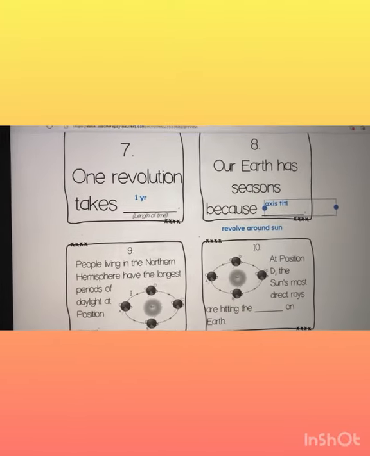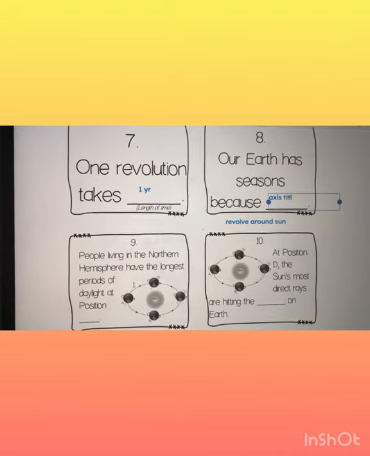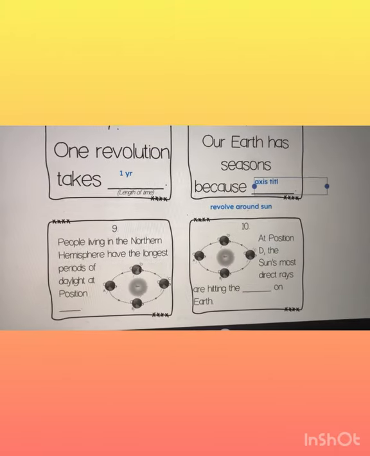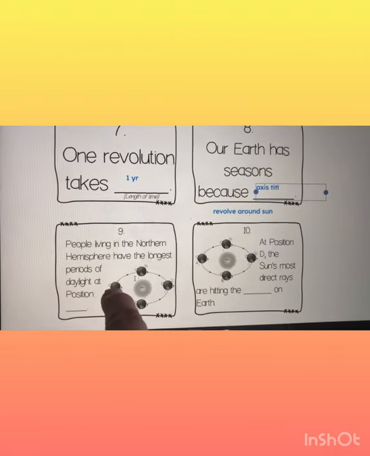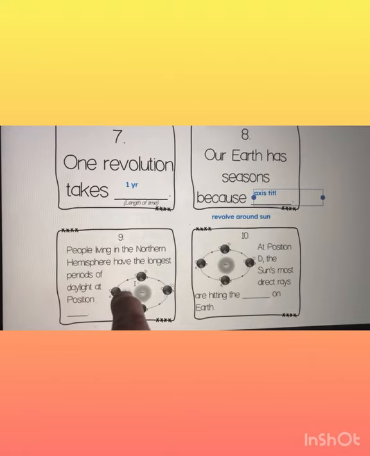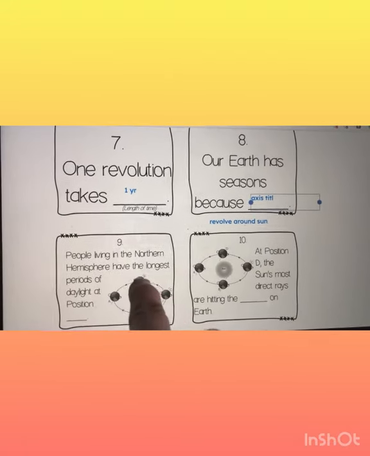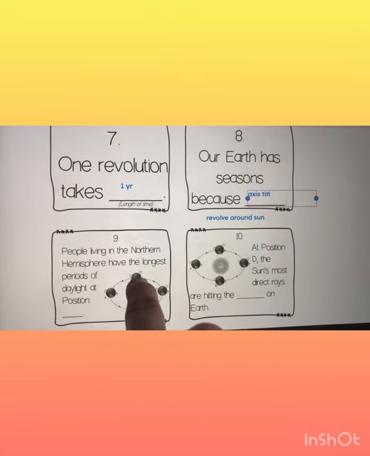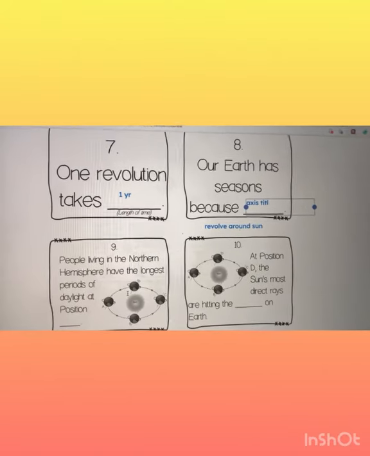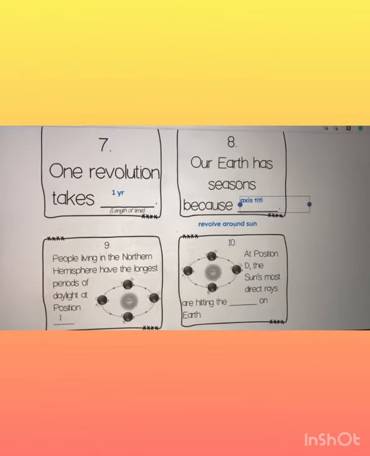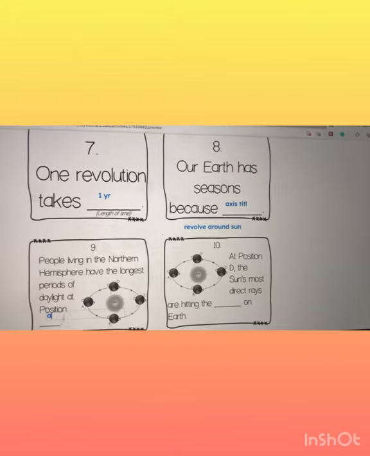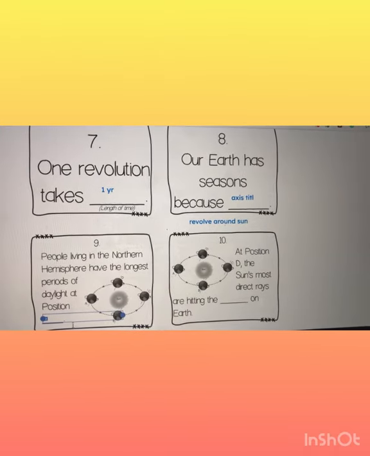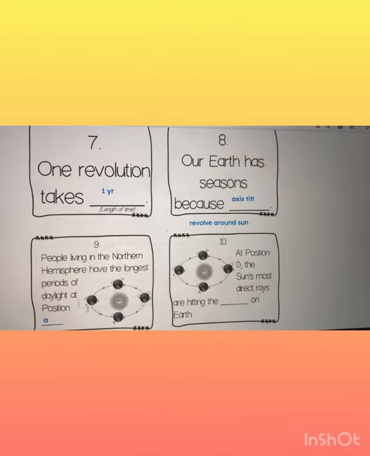All right, question 9. People living in the northern hemisphere have the longest periods of daylight at what position? Take a look here. Remember, the hemisphere is what divides. We have hemispheres. You've got the northern and the southern hemispheres. We're divided in the middle. Okay? That's right. Thank you, Isaac. You did get that right.